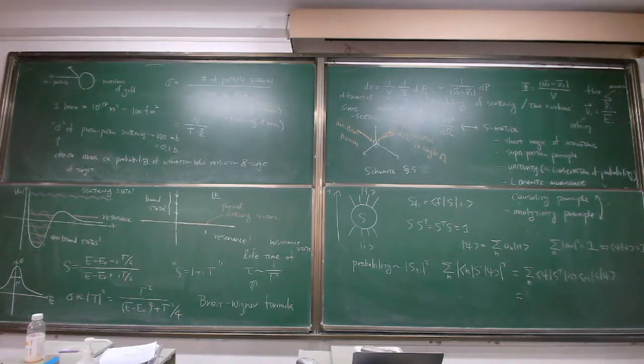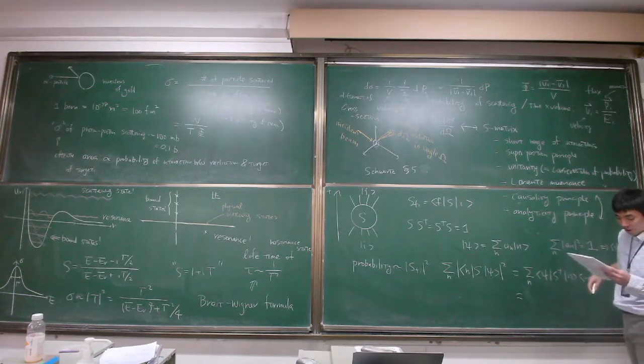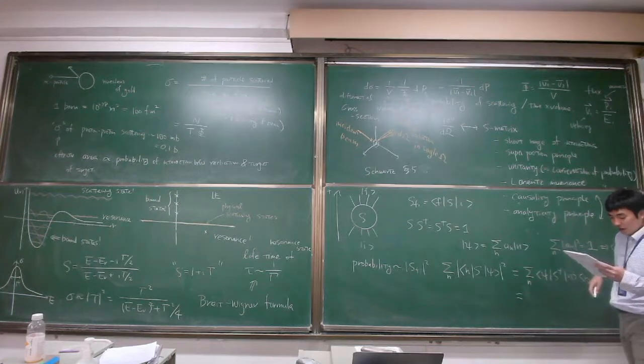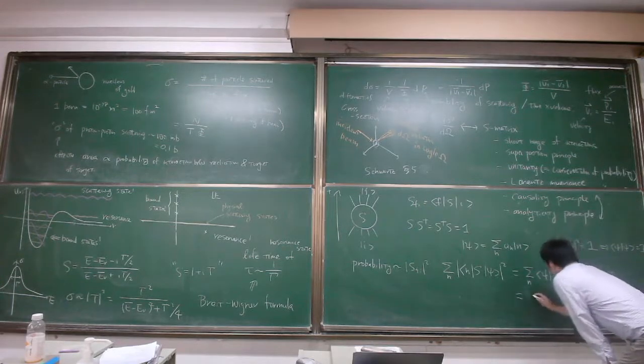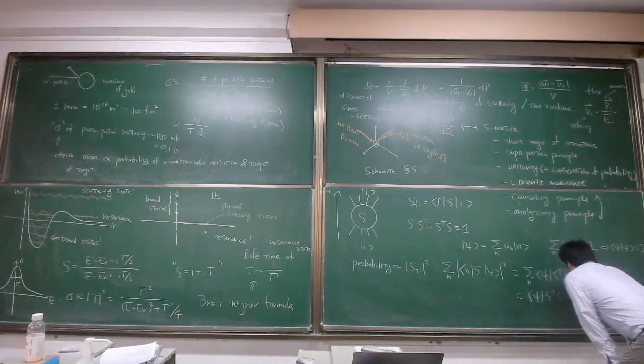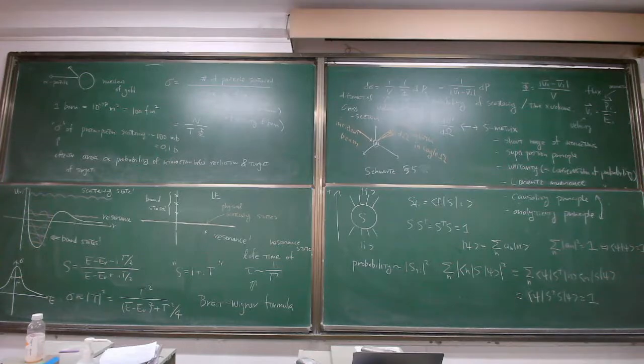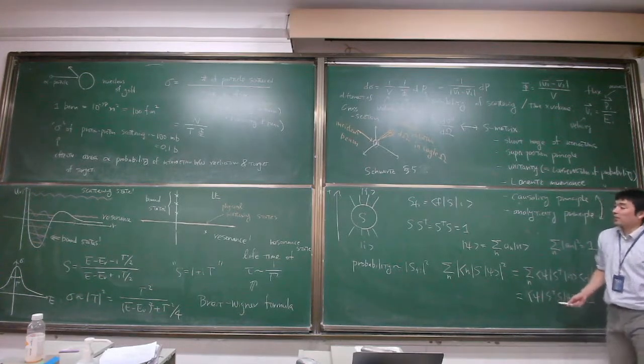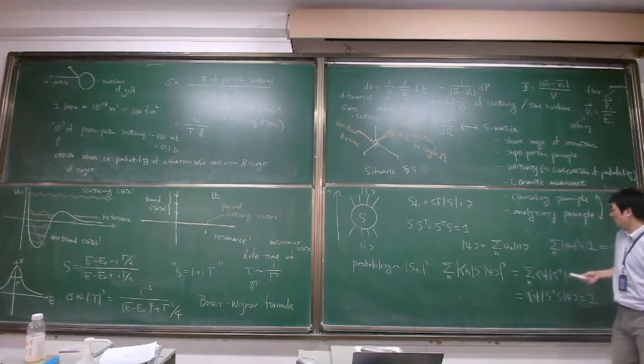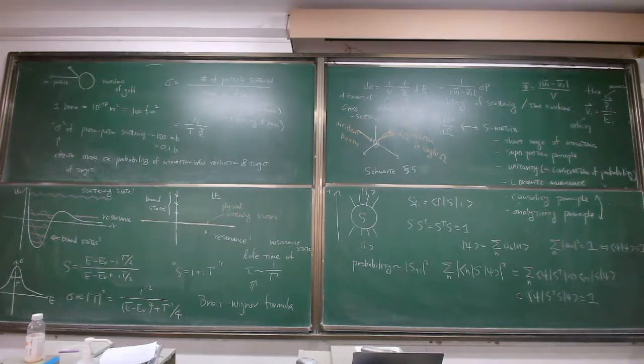It's too simple. Sorry, I wrote it in a very complicated way, even though it can be simple. So this is equal to psi S dagger S psi. Therefore, this is equal to 1. Sorry, it's super simple. Psi dagger, S dagger S is equal to 1, and I normalized psi to be equal to 1. So therefore this is equal to 1. So therefore unitarity means the conservation of the probability.